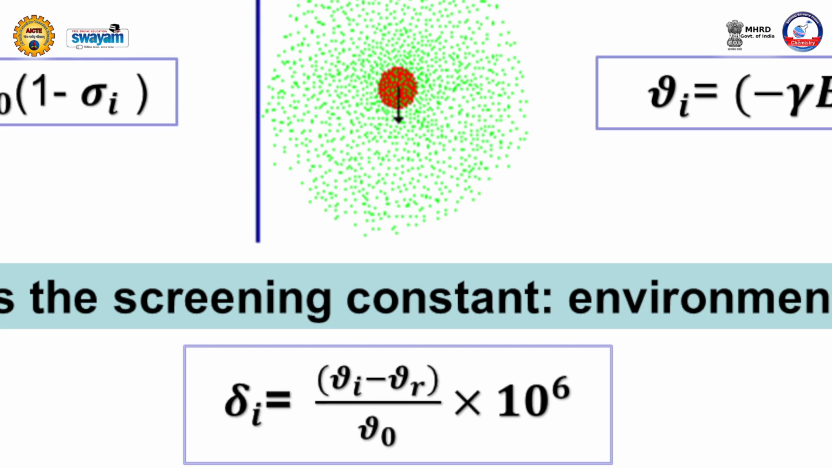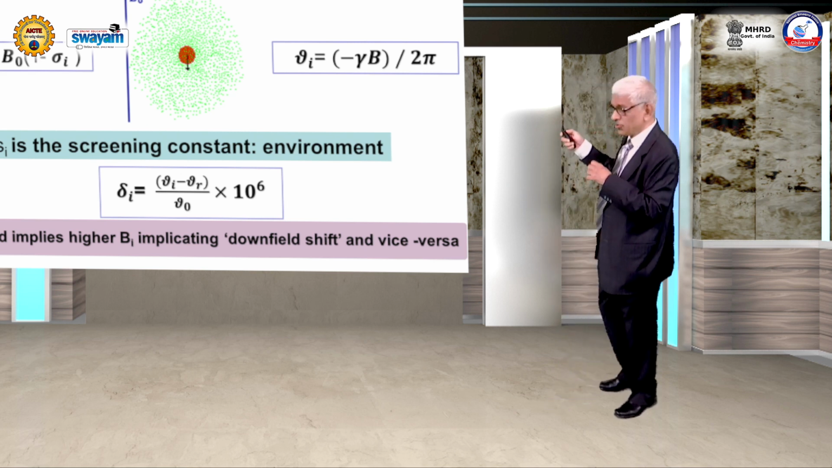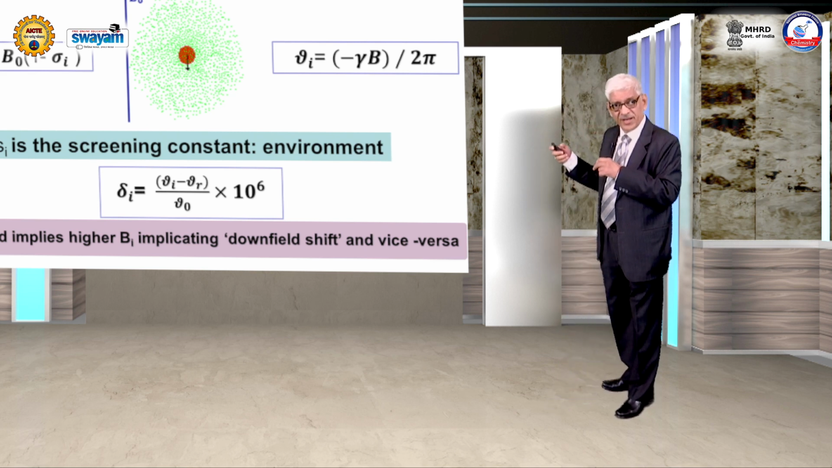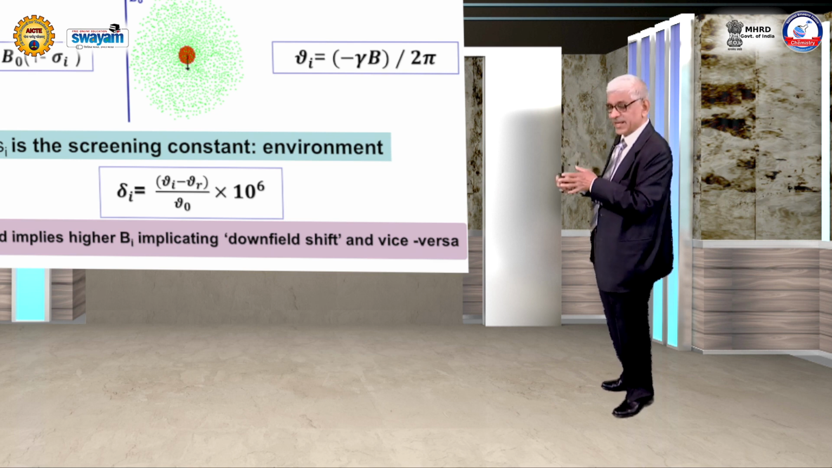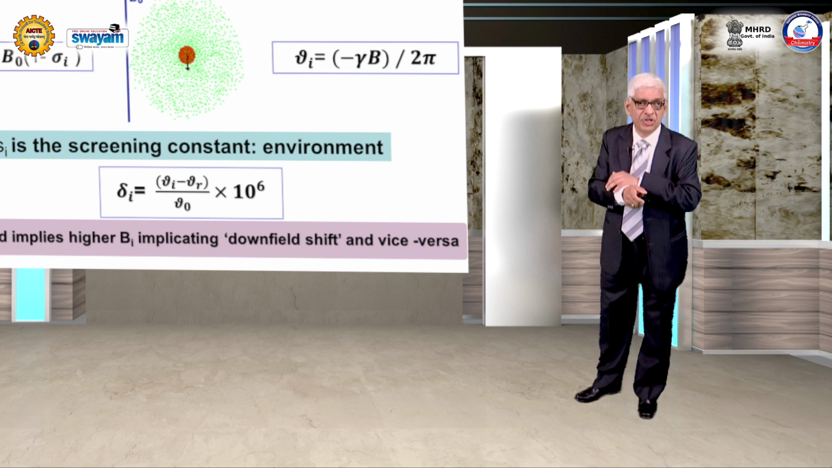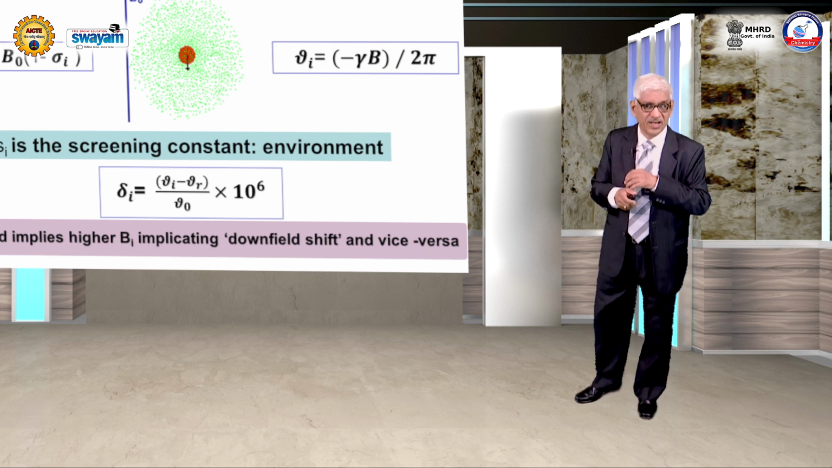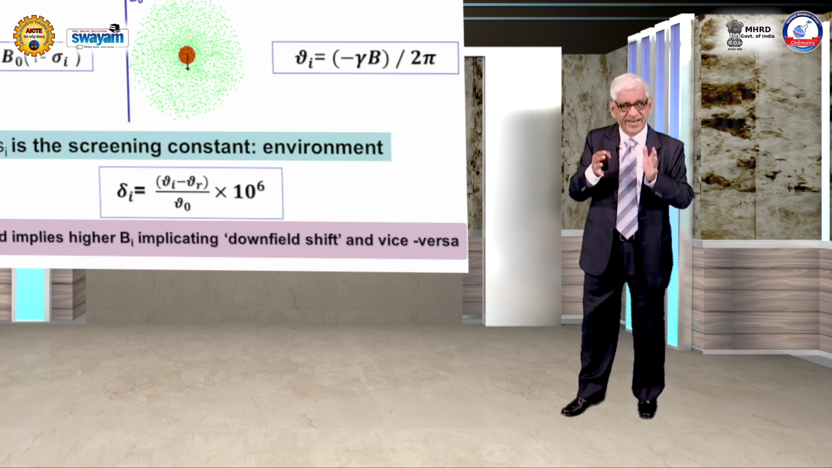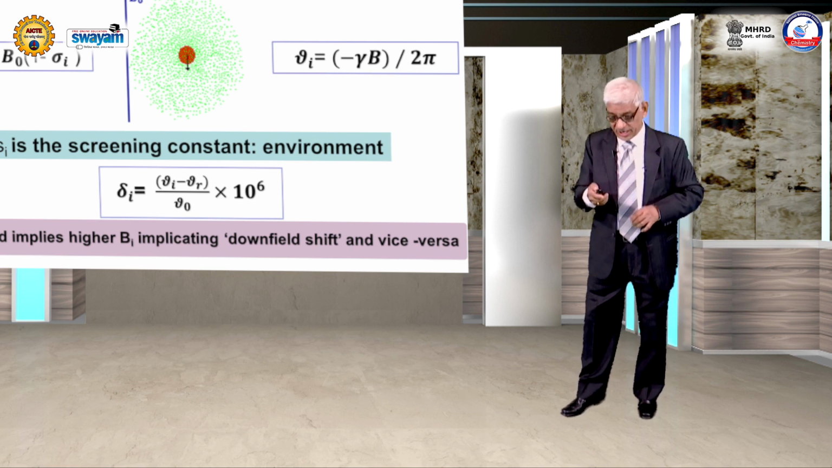Now, to make this a number which is independent of the externally applied magnetic field, you define a term called delta_i, which is defined as (nu_i minus nu_r) divided by nu naught. Now the field dependence will go away, and whatever delta_i you get clearly represents the electronic environment of a particular nucleus, and therefore we call this a characteristic of the particular nucleus.